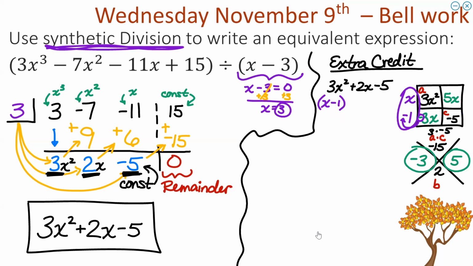And then I'm going to go the other direction, so vertically this time. What's the biggest thing I can take out of 3x squared and -3x? 3x is absolutely correct. What about 5x and -5? What can I take out of both of those? I can take a 5 out. Will that be a positive or a -5? Positive, because it's touching a positive box. So 3x plus 5.